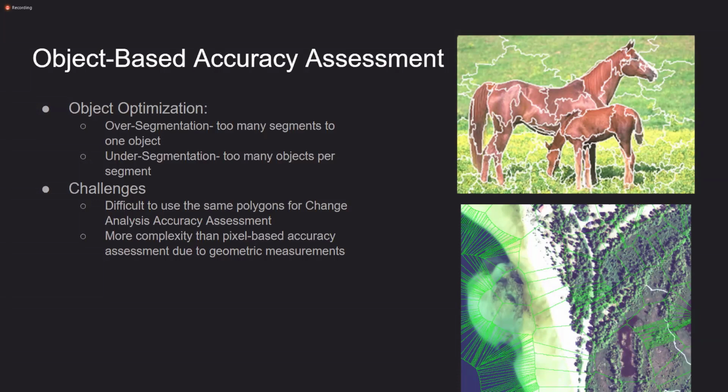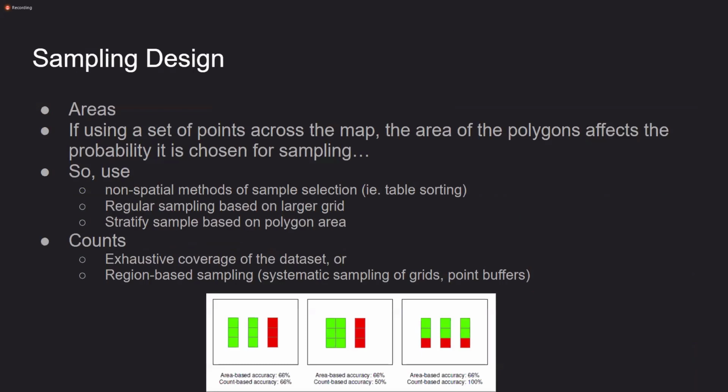Object-based image analysis and accuracy assessment is also more complex because we're working with objects. I think we'll look at an example here. So we think about sampling design. When we're doing pixel-based image accuracy assessment, we're looking really at the accuracy of individual pixels. Those pixels are all the same size and they're all the same shape and they're distributed equally across the image. The classes might vary, but then we just weight the sampling based on that area.